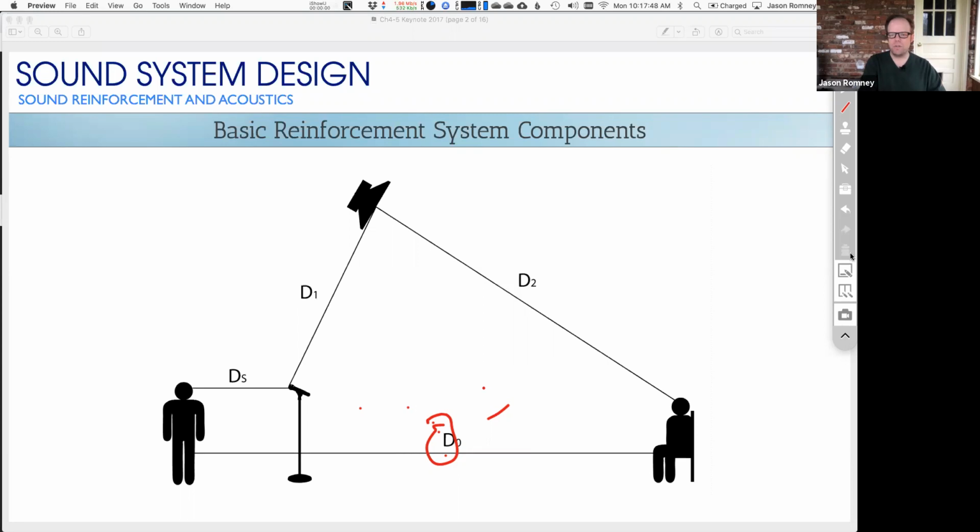Okay, so those distances and their relationship to each other will decide how much gain you have before feedback. And by gain, I mean, how much louder are you able to get it? Okay, so let's take a look at what's going on there.